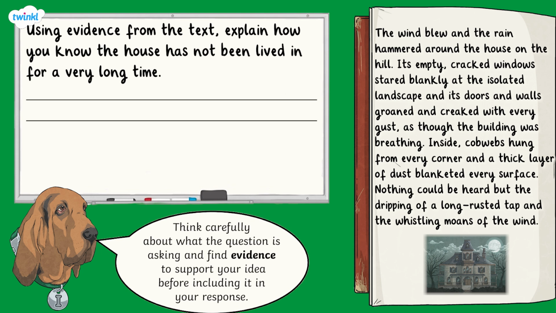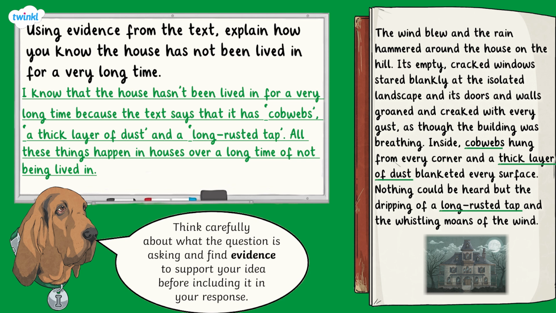To find clues, we need to look carefully through the text. In a test situation, it would be a great idea to highlight or underline any evidence as you find it. The extract says that there are cobwebs, a thick layer of dust, and a long rusted tap. These quotes are evidence that the house may have been empty for a while. Houses that are lived in don't usually have lots of cobwebs and dust. We can write this in our answer. I know that the house hasn't been lived in for a very long time because the text says that it has cobwebs, a thick layer of dust, and a long rusted tap. All these things happen in houses over a long time of not being lived in.